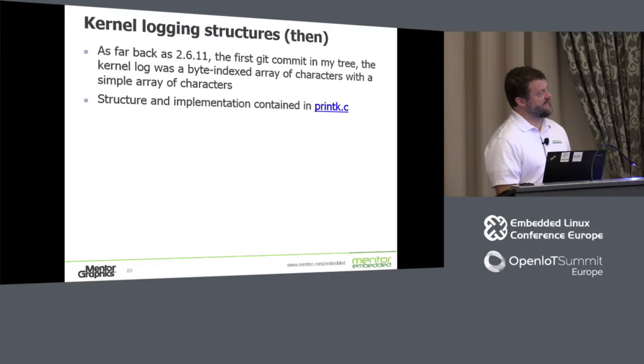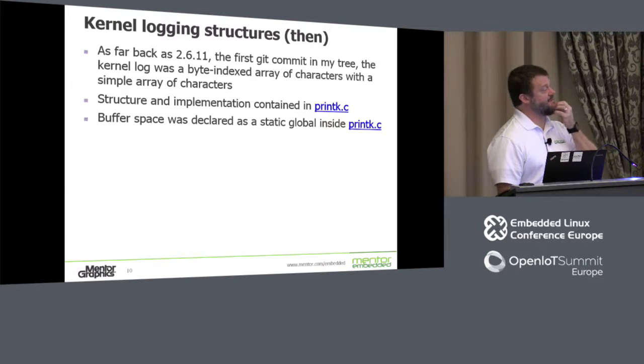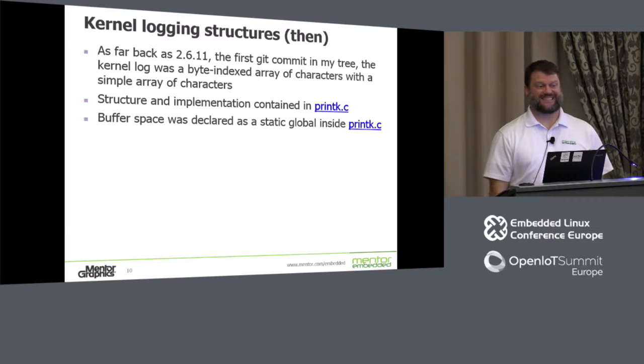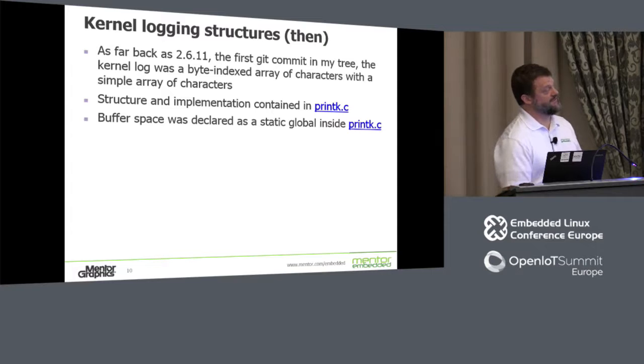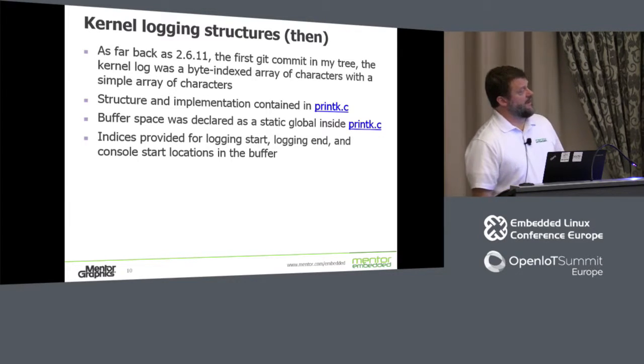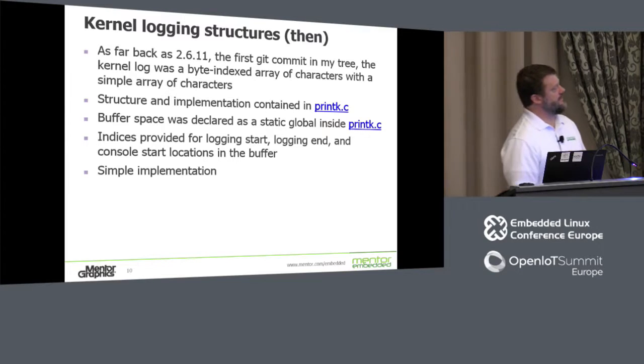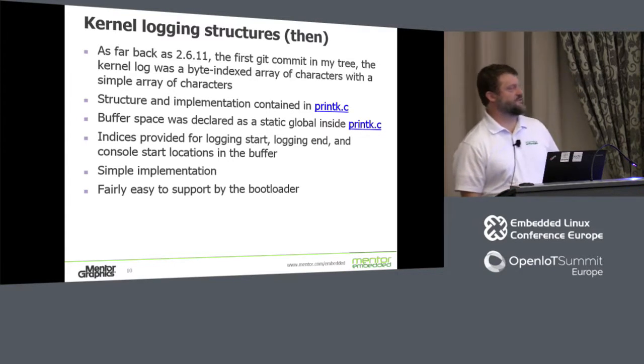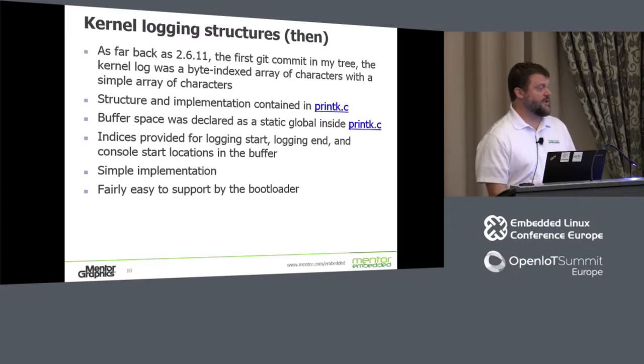All of it was contained in printk.c, which is generic code. It's non-arch specific. This one becomes important later. The buffer is declared just as a static global inside the printk.c. So that means that as soon as the C runtime is up, it's available for use. So the first message that you usually see, the kernel banner, is making use of the fact that that's available as soon as the runtime is available. I already covered that in terms of the indices. It's very simple, which made it very simple to support by a bootloader. Right? All you needed was a memory location and a couple of indices.